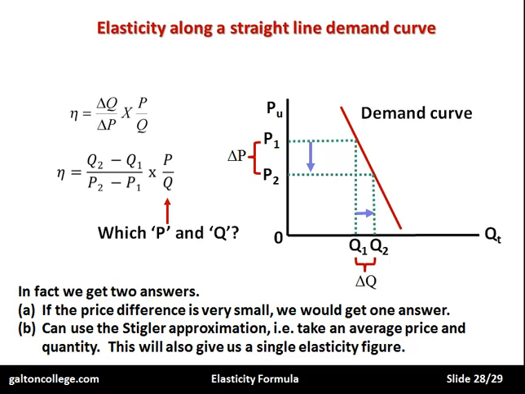We could use what's known as the Stigler approximation, named after a famous American economist, George Stigler. And Stigler simply proposed taking an average price and quantity. So take an average of P1 and P2, and take an average quantity of Q2 and Q1, and this will give us a single elasticity figure. So you were just taking an average. And that's sometimes known as the Stigler approximation.